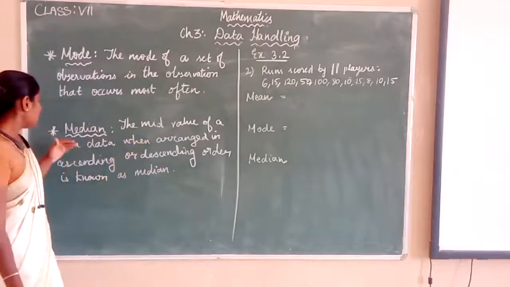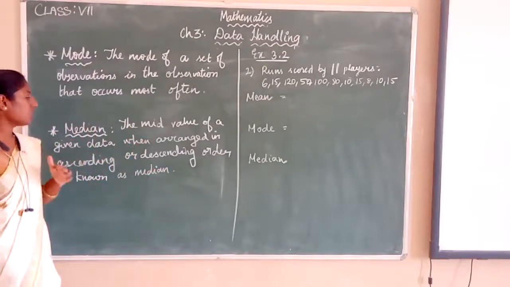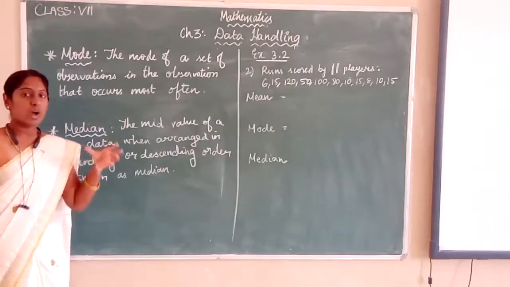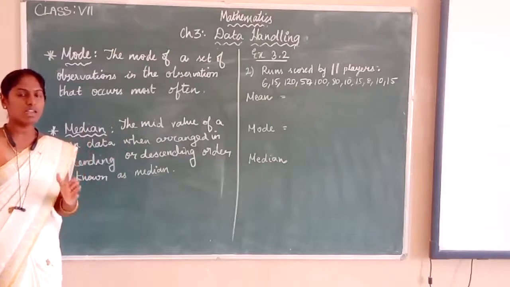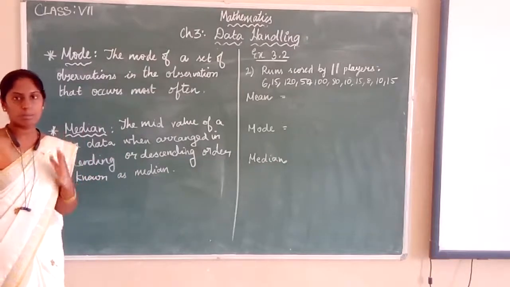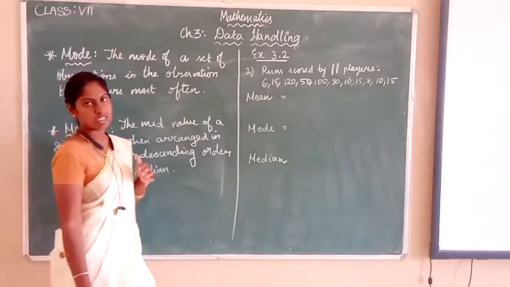Now let us see what is median. Median is the mid value of the given data when arranged in ascending or descending order. When you arrange the given data in ascending or descending order, you will get a middle value. That value is known as the median of the given data. Now let us see some problems from exercise 3.2.